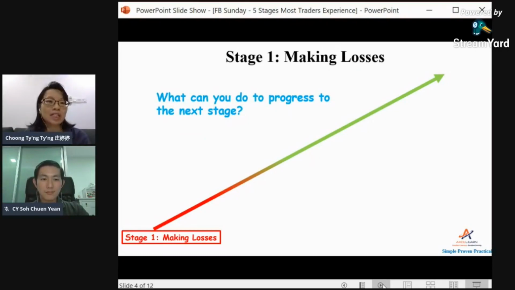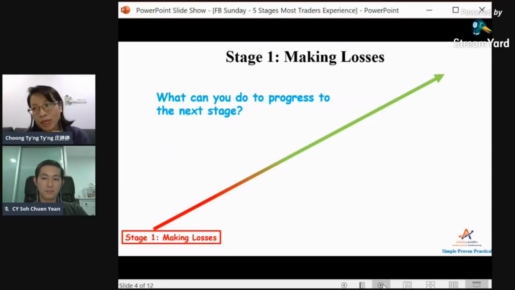Now, what you can do to progress. For stage 1, stage 1 is more clear cut. Now, how clear cut is it, how do you progress? One thing, go back to your basic rules. I repeat, you just need to go back to your basic rules. What are the basic rules? Basic rules is cutting losses.